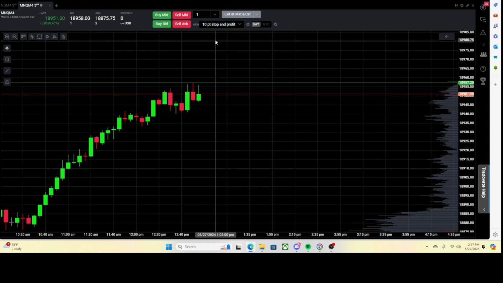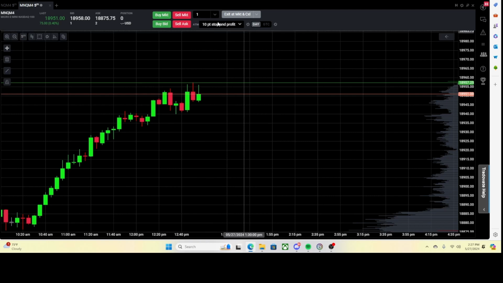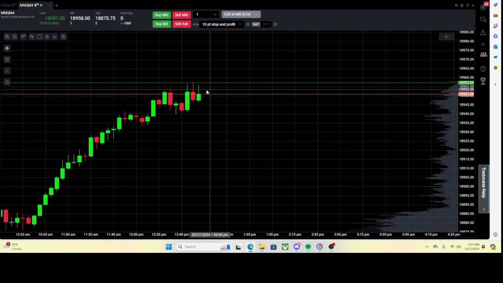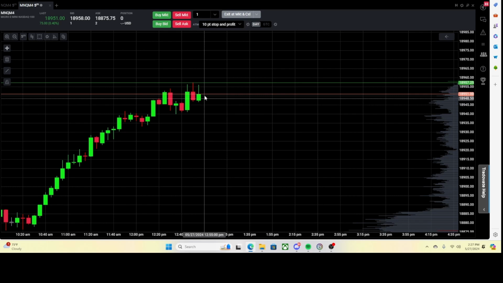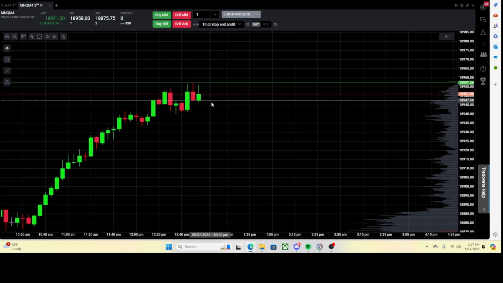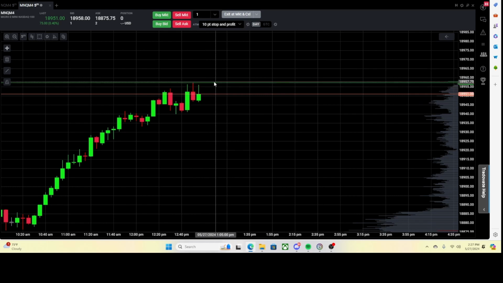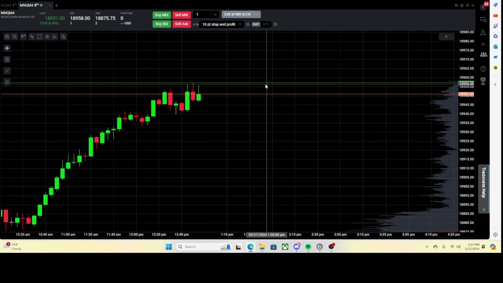You can set stop losses and profit automatically. So if I were to enter a trade, it would have a 10-point stop and profit. 10 points with one contract is equal to $200. So if I were to buy one contract and move 10 points, that would be a $200 profit.